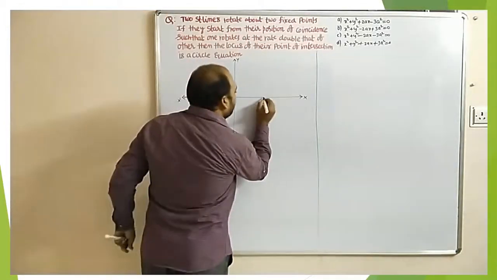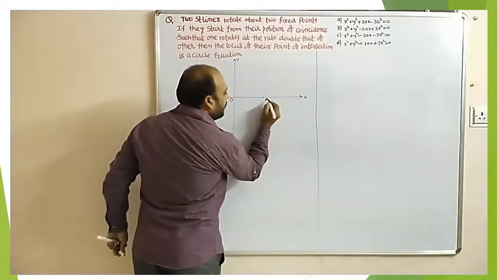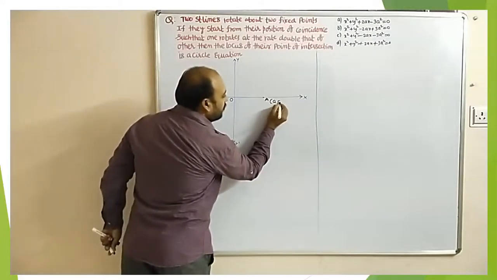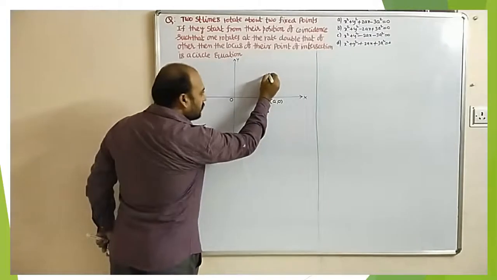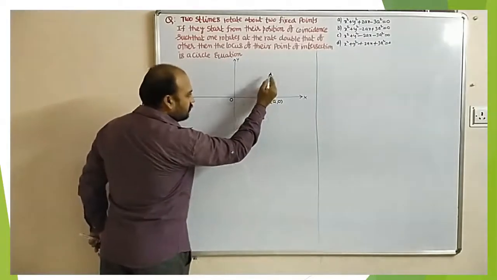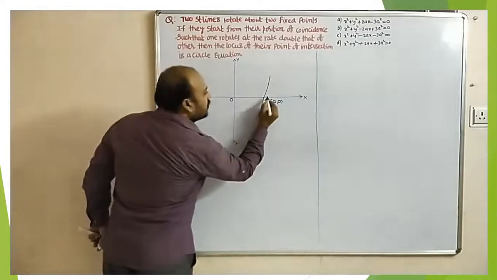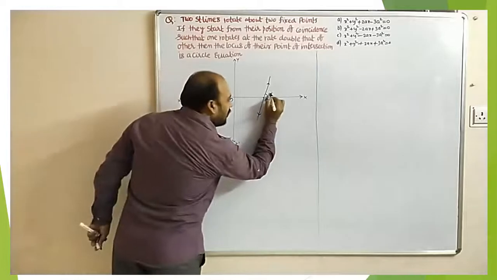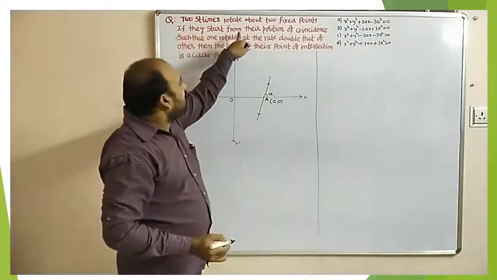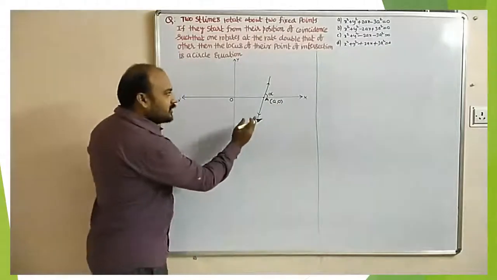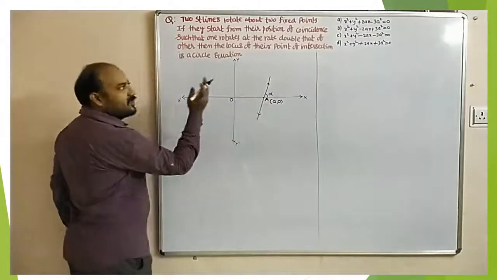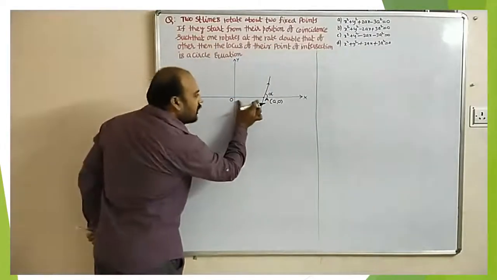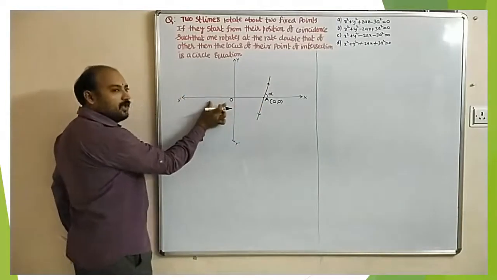I am considering a point A, which is at a distance of a units from the origin. So the point is A(a, 0). We can take this line makes an angle alpha with the x-axis. If they start from their position of coincidence, if two straight lines rotate about two fixed points, they start from the same distance, from here to here. The same distance to the left side also.